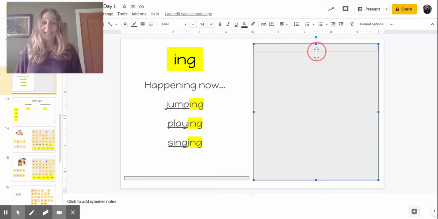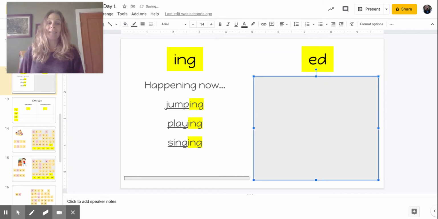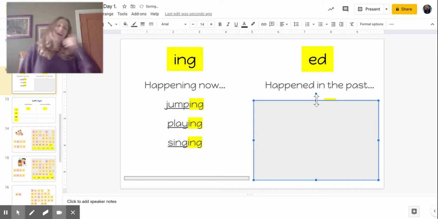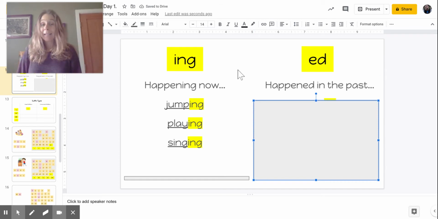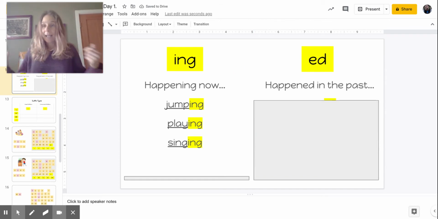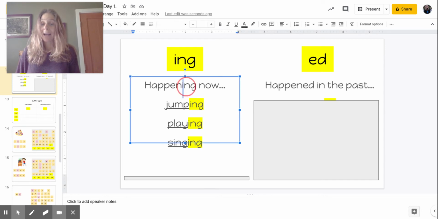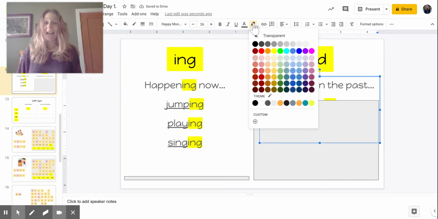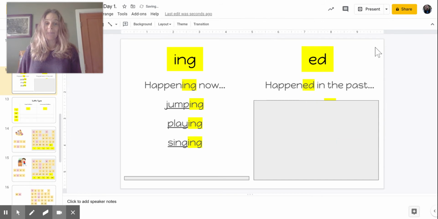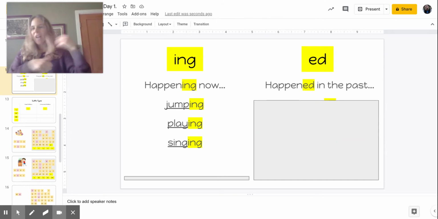Our next suffix means that something is happening in the past, which means it happened yesterday, or it happened 2 weeks ago. And you can even see it in the word happening. Happening has ing, so that's happening now. Happened in the past. So I have an ed ending. So in the past means it happens yesterday, last week, last year. Let's take a look at a few words.